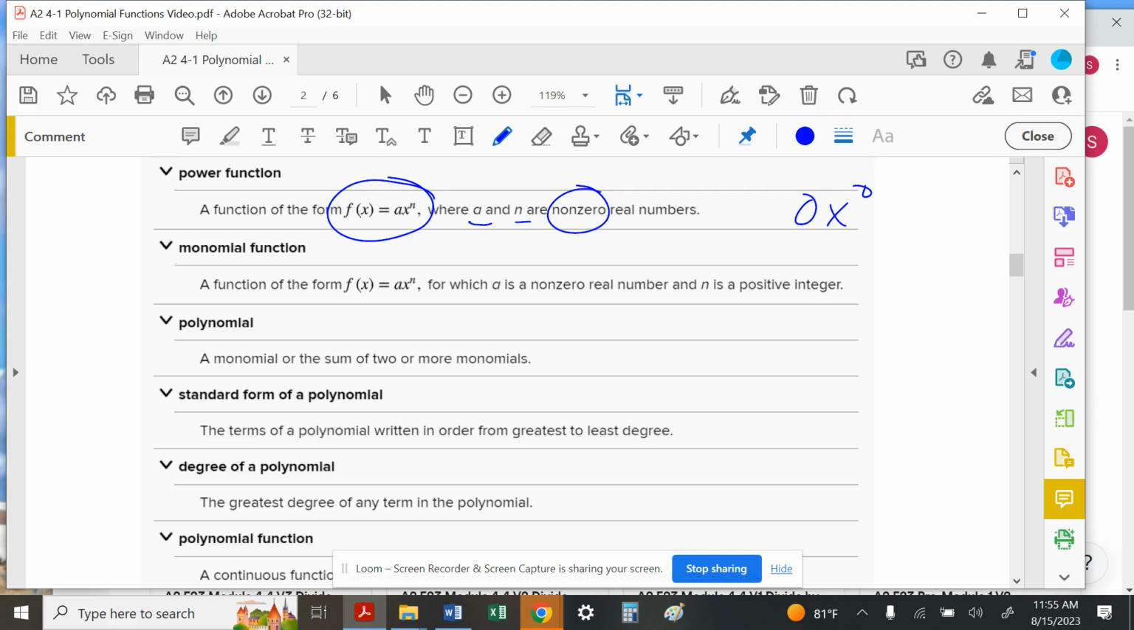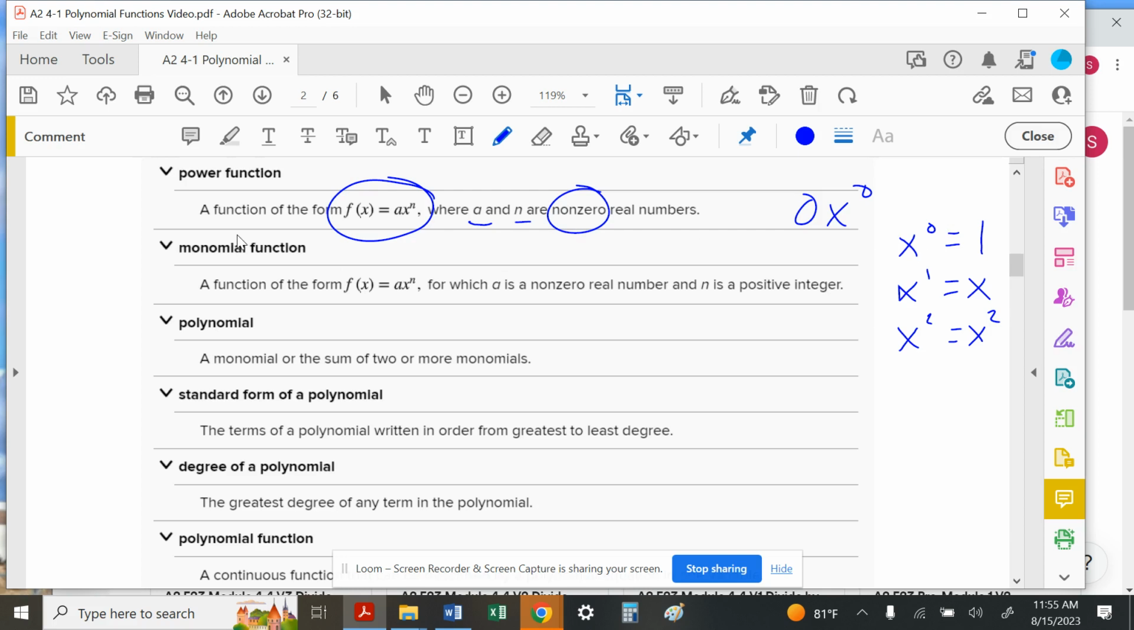So it has to be non-zero real numbers for it to be a power function, which means it has to have a power. If you recall, x to the 0 is just 1, whereas x to the first is just x, and x squared, of course, is just x squared. For it to be called a power function, it has to have a power. X to the 0 is not considered a power. Okay, non-zero real numbers means that they can be negative.